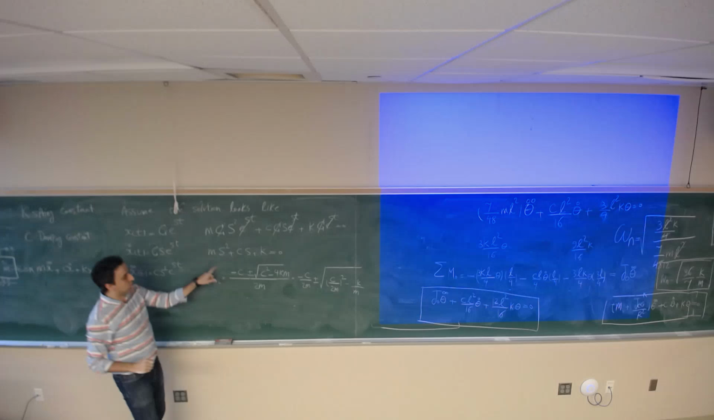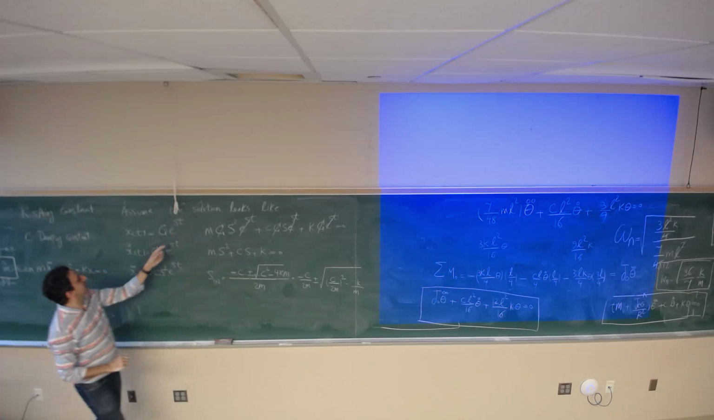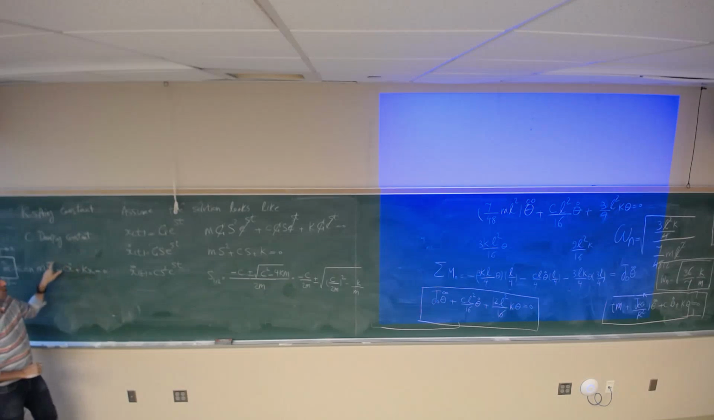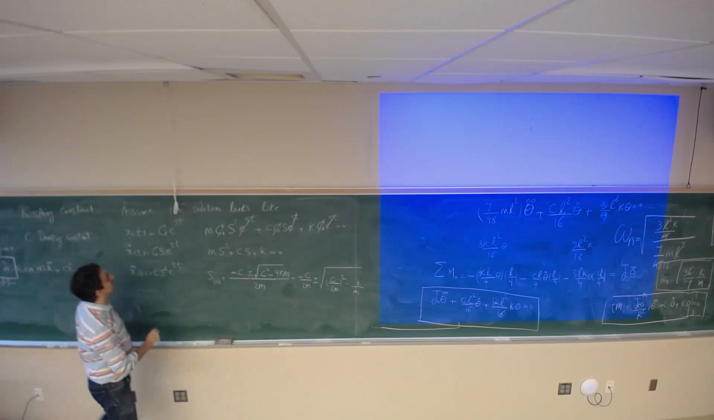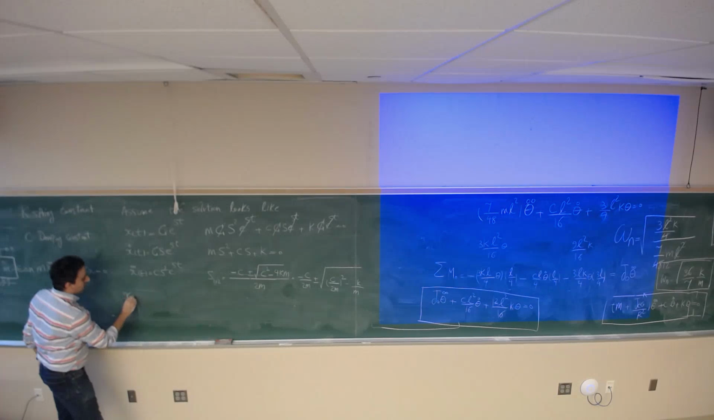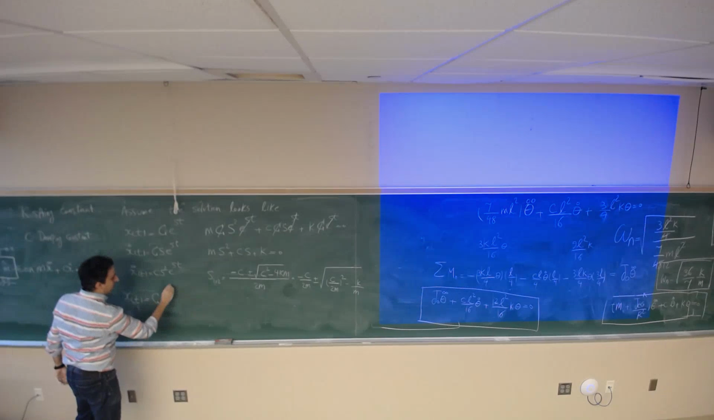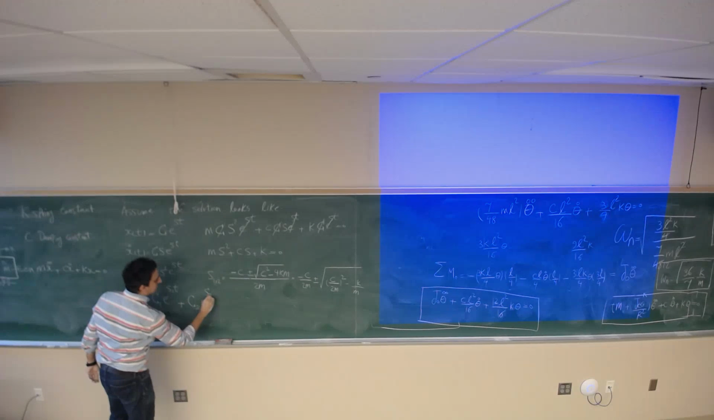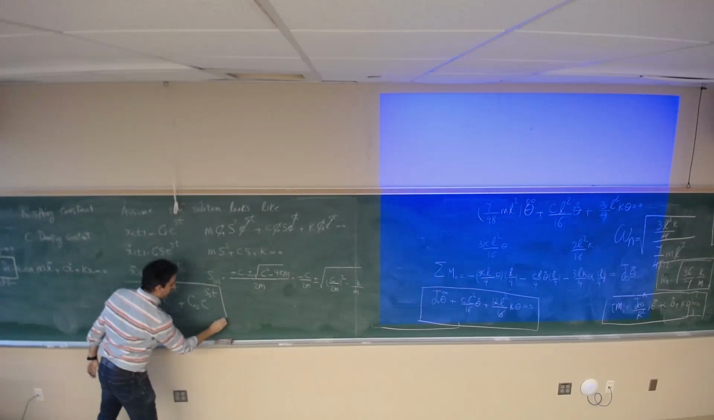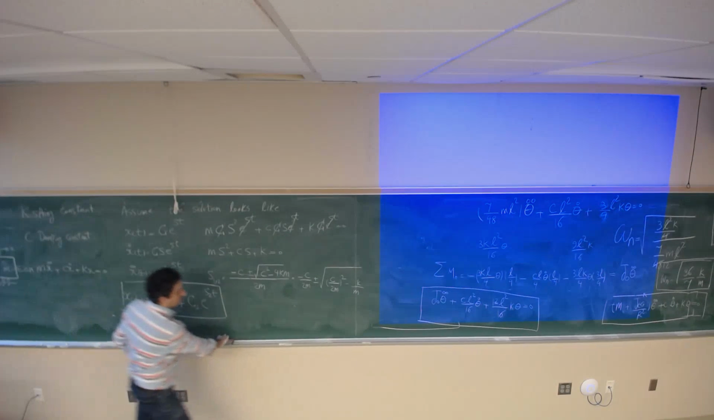So S1 and S2 are the values of s such that they satisfy the equation of motion. C is given, K is given, M is given, so we can find S1 and S2. So the general solution is going to be C1 e power S1 t plus C2 e power S2 t. So this is the general solution for this system.